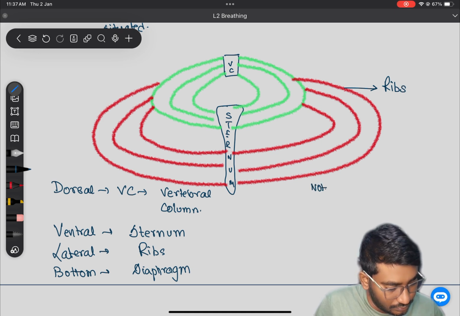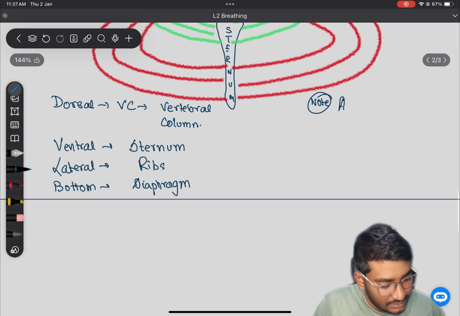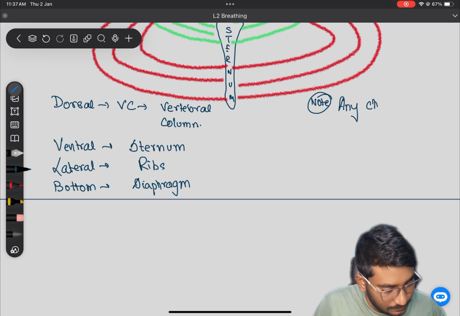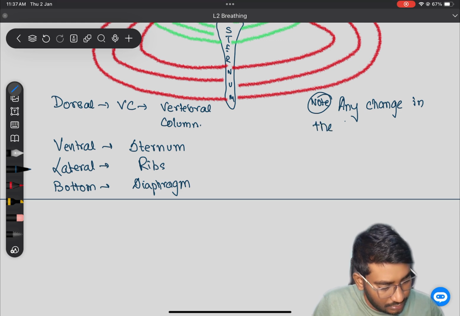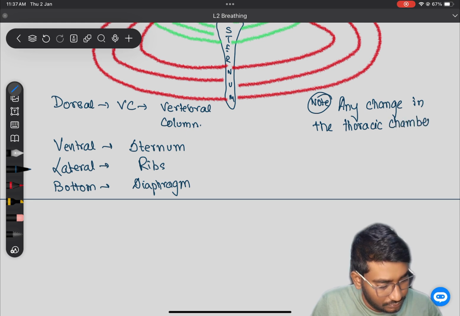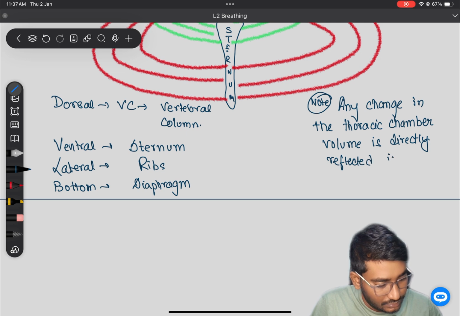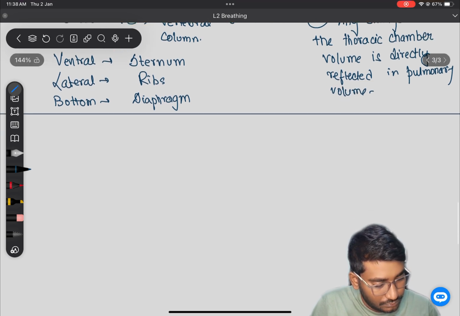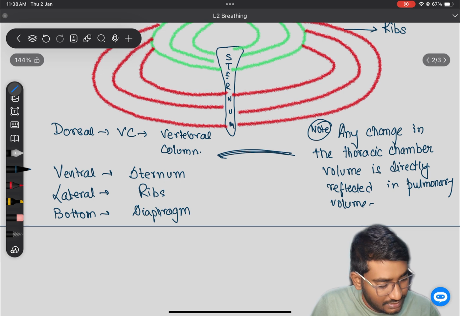Note this down in your notes: any change in the thoracic chamber volume is directly reflected in pulmonary volume. Diaphragm is there.